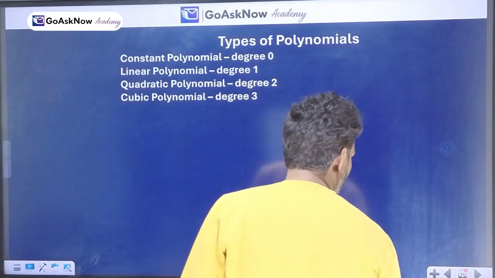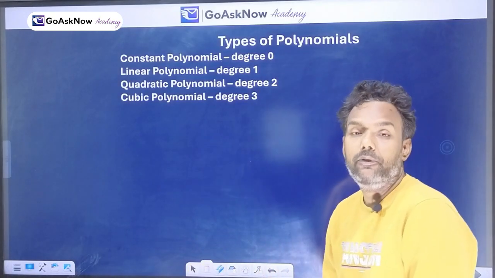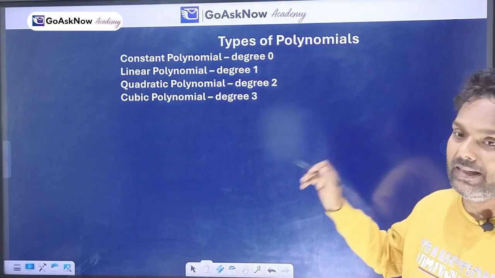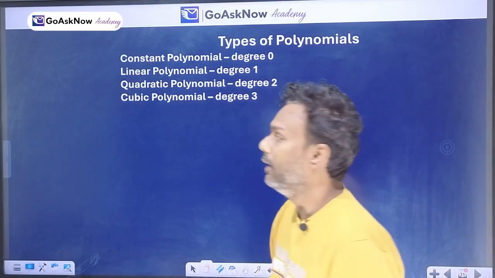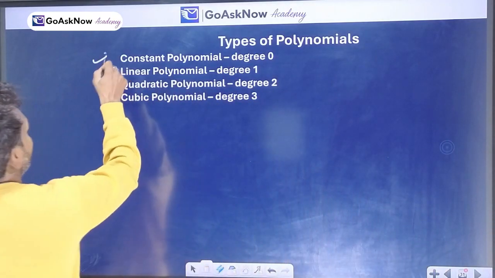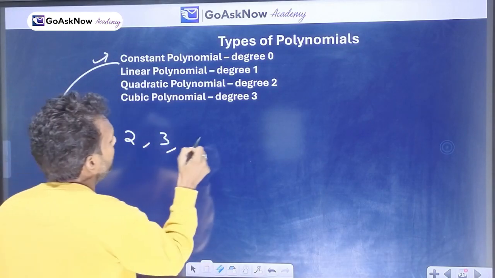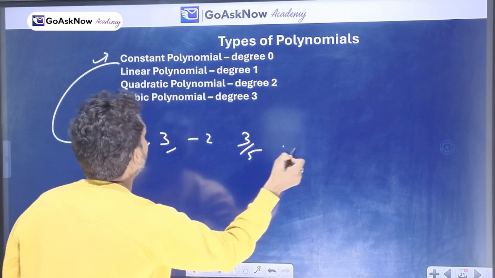Now we are going to classify and name the types of polynomials based on the degree of a given polynomial. When the degree is 0, we will call it a constant polynomial. For example, 2, 3, minus 2, 3 by 5, etc.